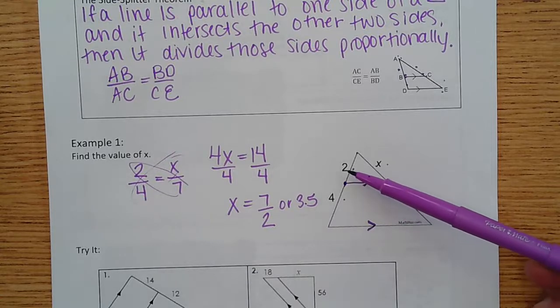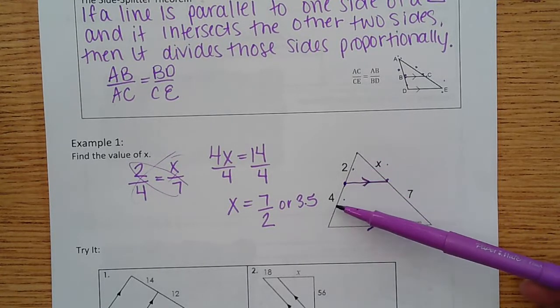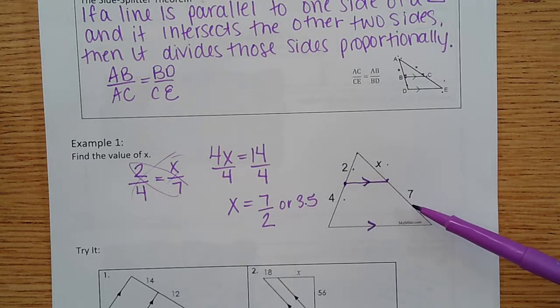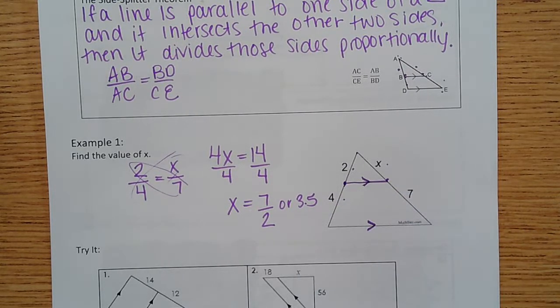So this one's pretty obvious. This piece right here is half of this piece, so this piece has to be half of this here, which is where we get the 3.5.